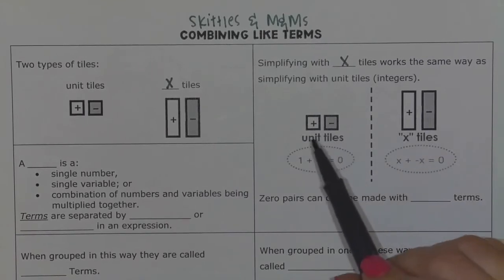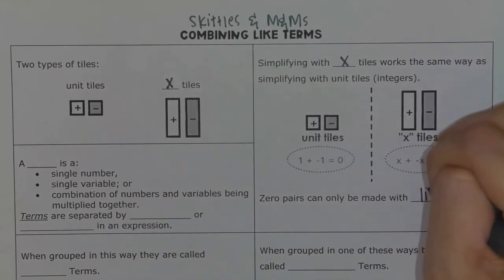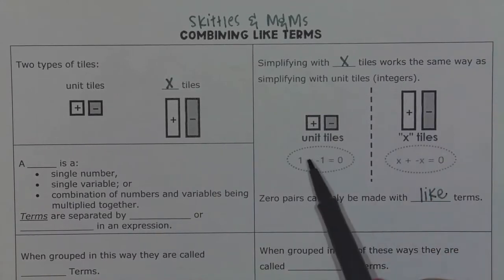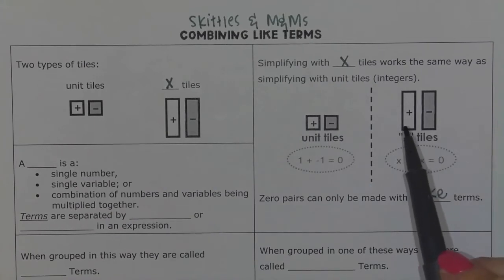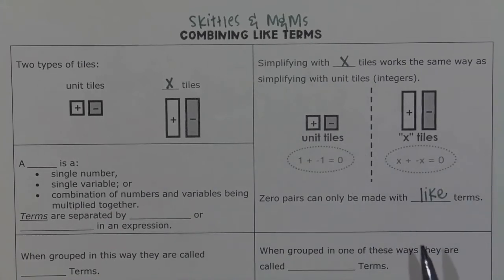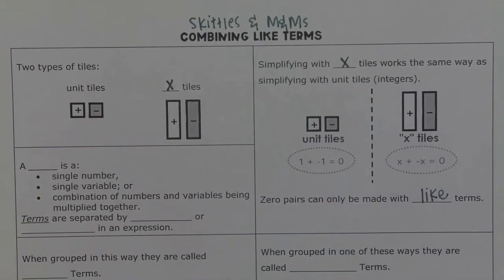But I can only make 0 pairs with like terms, which means I can only make a 0 pair out of a positive unit and a negative unit, or a positive X and a negative X. I can't make a 0 pair with a positive X and a negative unit. That's like mixing the Skittles and M&Ms together. We don't want to do that.